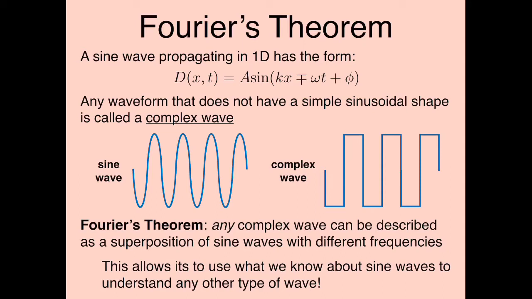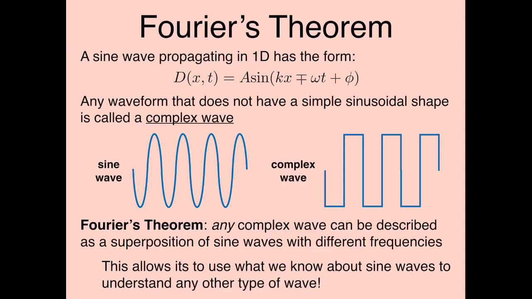So we've already seen what a sine wave moving in one dimension looks like. A sine wave moving in 1D has this general form. We have d, the displacement of the wave, as a function of x and t, that's position and time, given by A sin(kx ∓ ωt + φ).